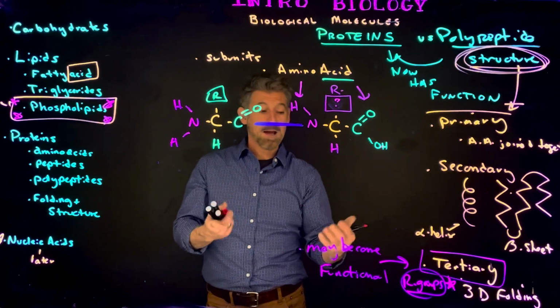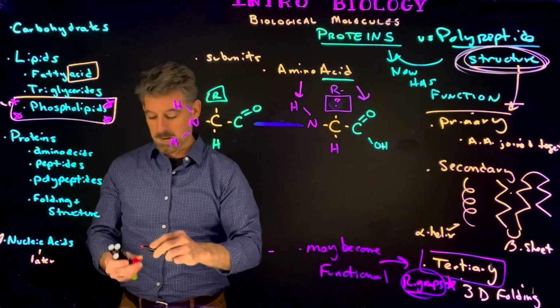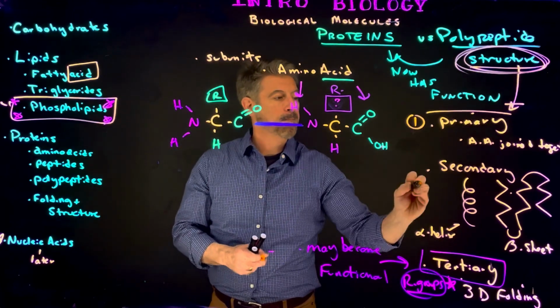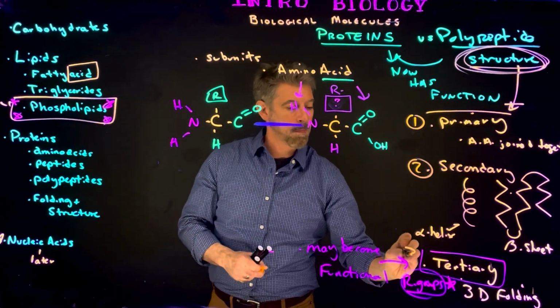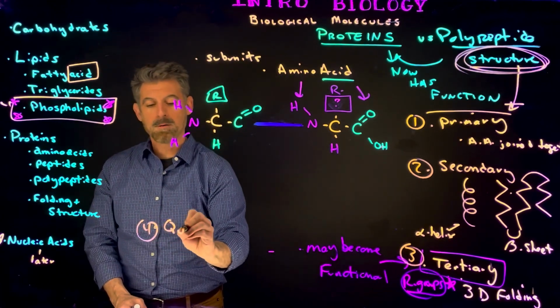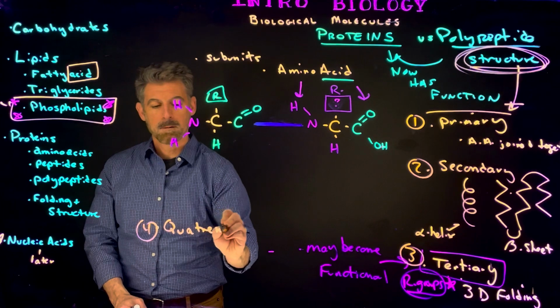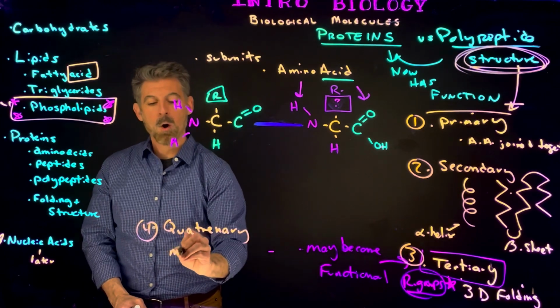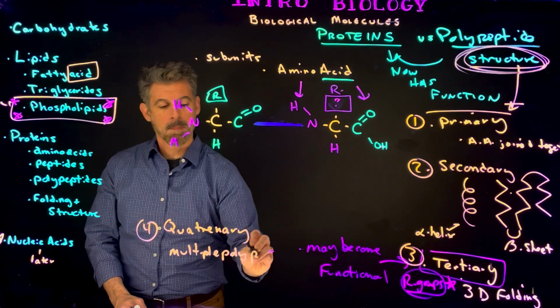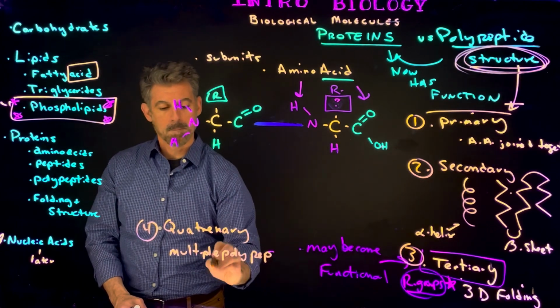Some of them don't do that. They're still a fourth level. So they're still what's called quaternary. So this is level 1, level 2, level 3, and level 4 is called quaternary. And that's where we have multiple polypeptides bonding.